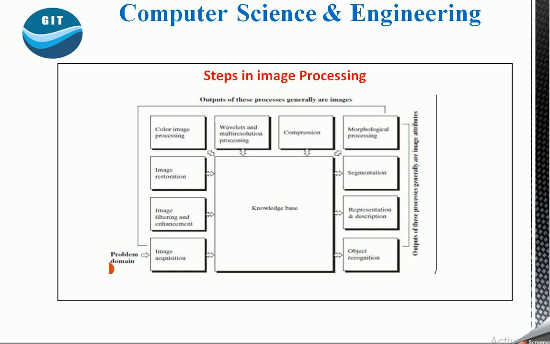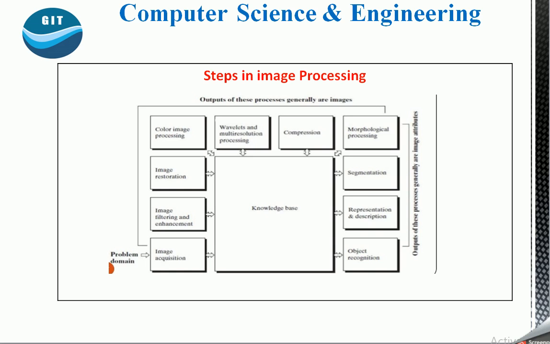The second step is image enhancement. It is improving the perception of information in the image for human viewers. Step number three, image restoration. Image restoration deals with improving the appearance of an image, to restore an image that is not looking good due to some distortions or noise. This technique is based on mathematical and probabilistic models of image degradation.